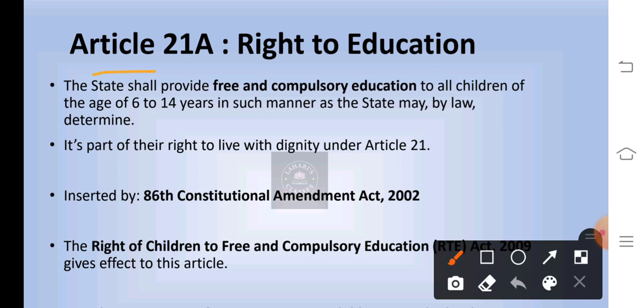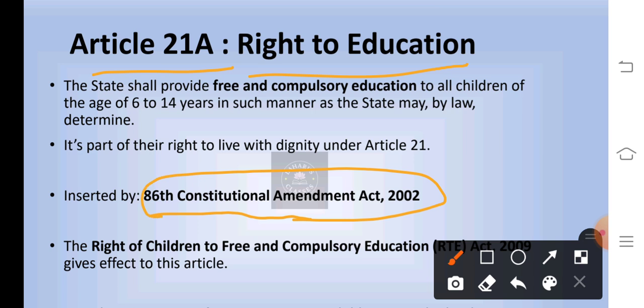Article 21A is actually the right to education. This has been inserted by the 86th Constitutional Amendment Act 2002. It says that the state should provide free and compulsory education to all children of age 6 to 14 years in such a manner as the state may by law determine. So this right is part of the right to live with dignity under Article 21. Any child between 6 and 14 years must be provided with free and compulsory education.